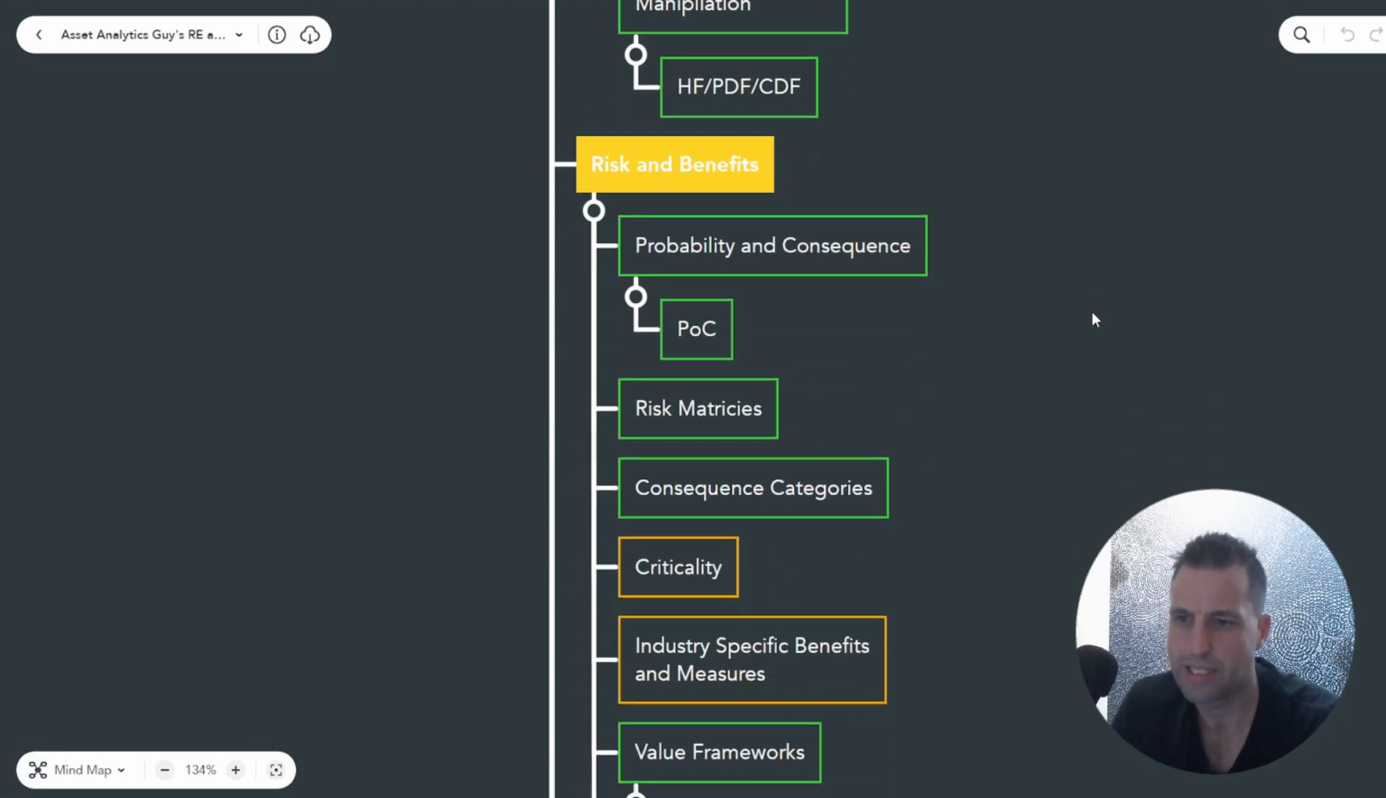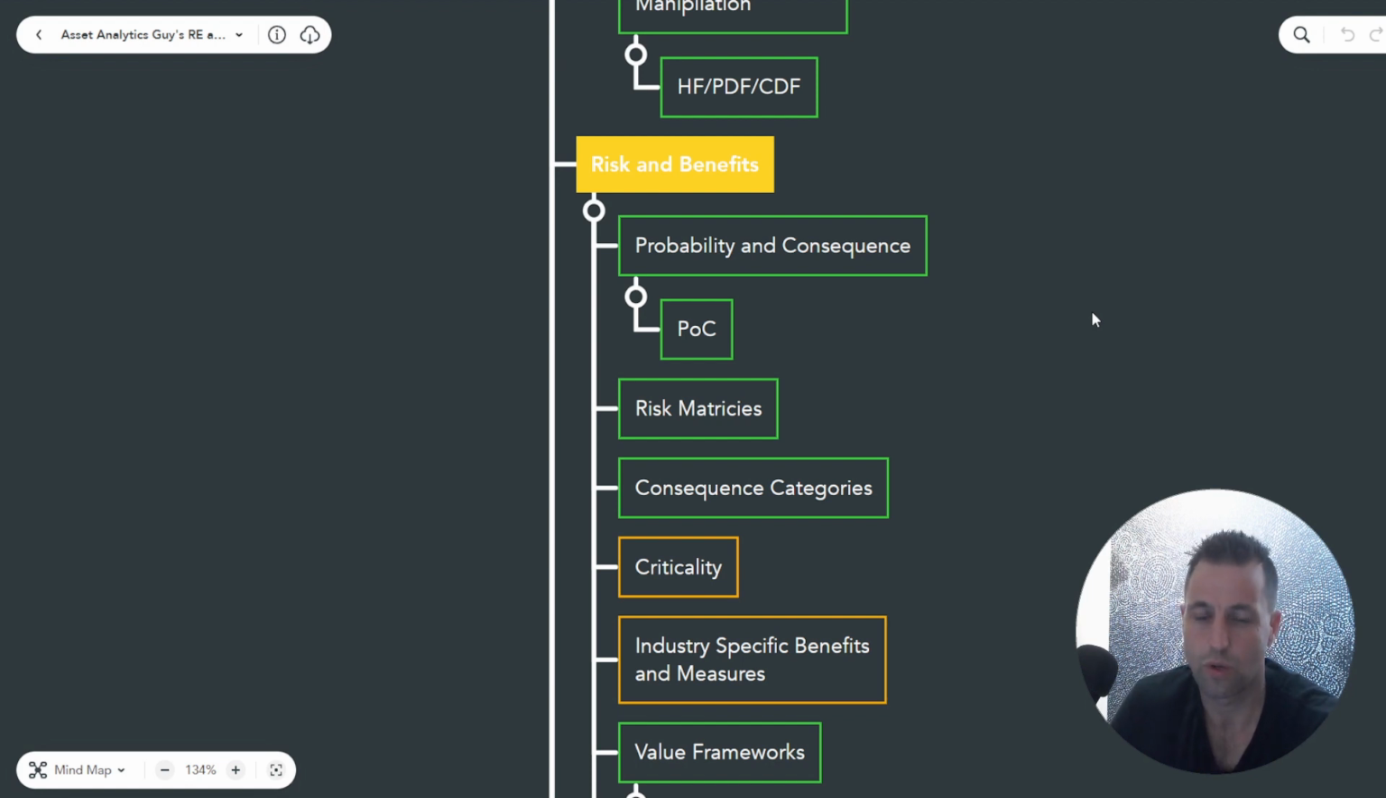Then we move into the space of risks and benefits. Foundational understanding of probability and consequence, and probability of consequence as well. Getting your head around risk matrices. They're a common tool used in many businesses today. There are better ways to quantify risk, but because it's so widely adopted, you really need to understand the fundamentals of risk matrices.